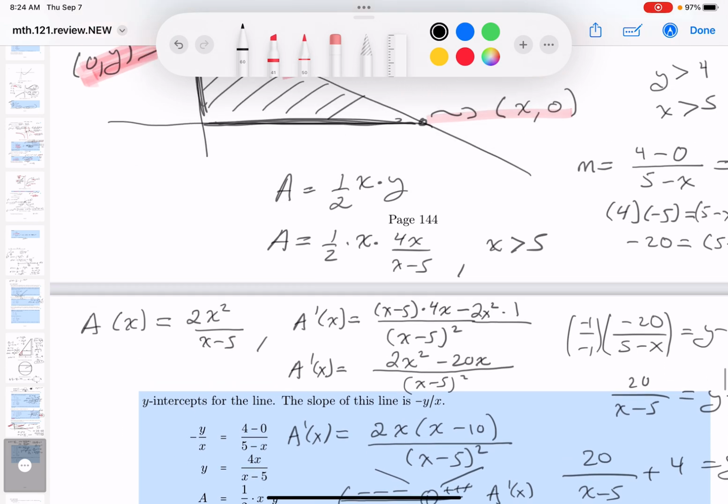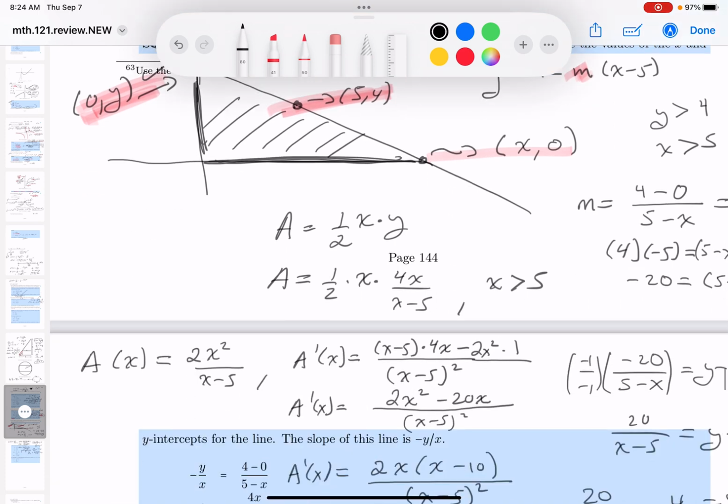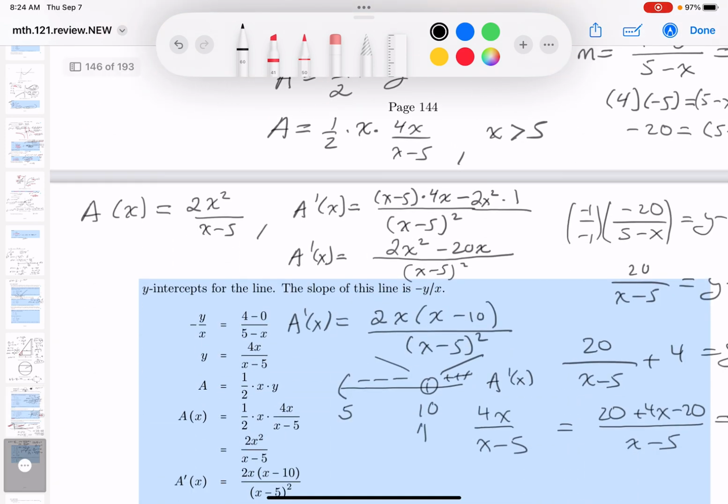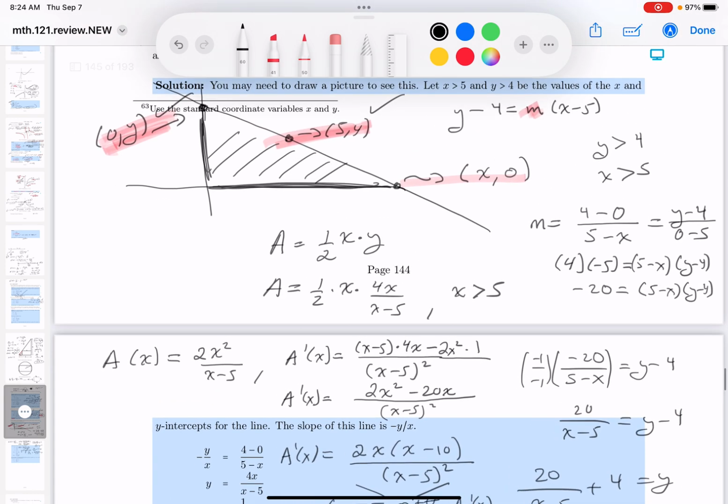You know, of course, what they say, let me read it to you. Find the equation of a line. We haven't done that yet. So it's a triangle bounded by a line and the axes in the first quadrant. Oh, minimum area. We just did that. Now, what do I know about this? This occurs at 10. So let's go back up here. And I got to get the slope now. And the slope is given to me right over here.